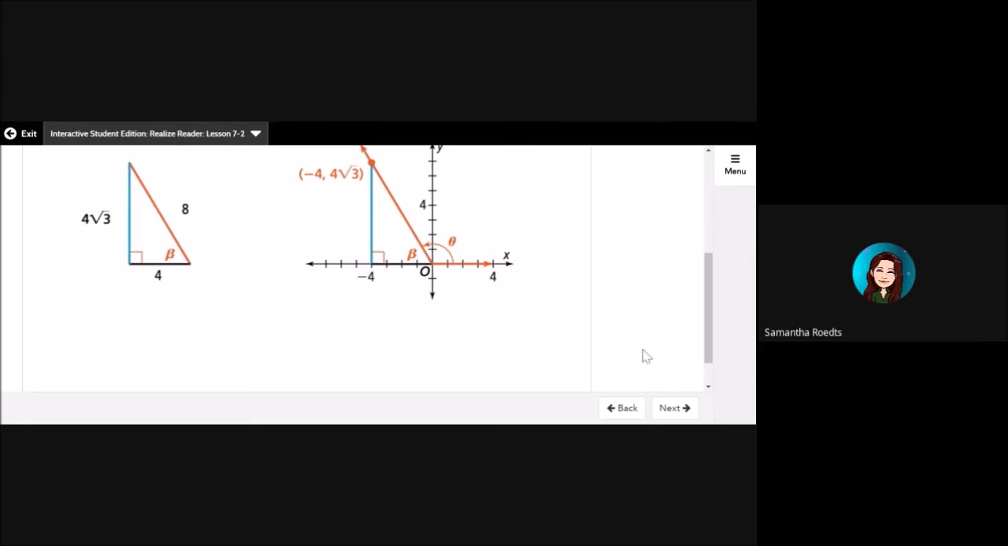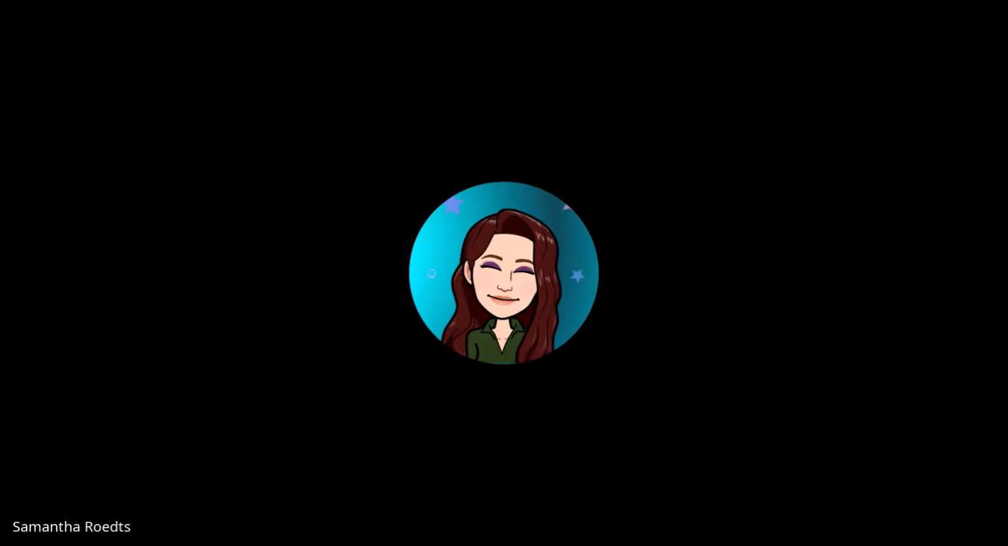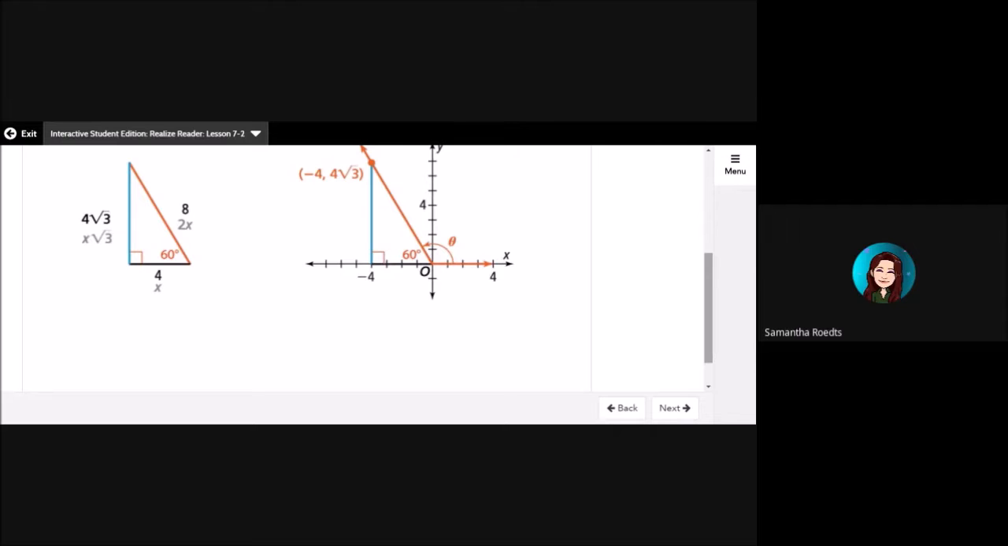Examine the lengths of the sides of the right triangle. Recall that in a 30-degree, 60-degree, 90-degree right triangle, the shorter leg is x, the hypotenuse is 2x, and the longer leg is x times the square root of 3. The dimensions fit the pattern of a 30-60-90 triangle, so beta equals 60 degrees. Since beta is supplementary to theta, we can solve for theta equals 180 degrees minus 60 degrees. Therefore, theta equals 120 degrees.